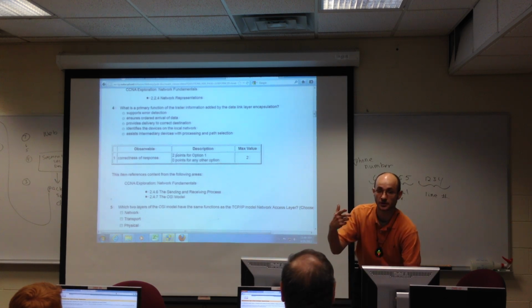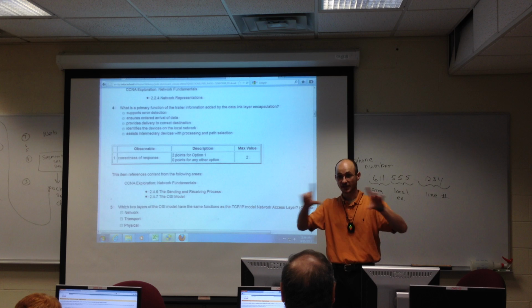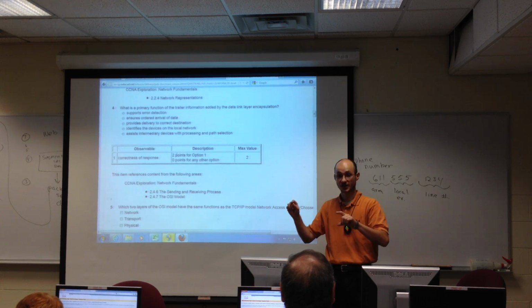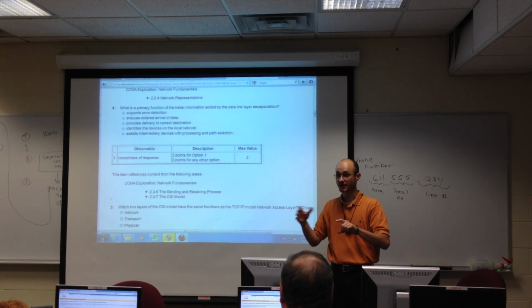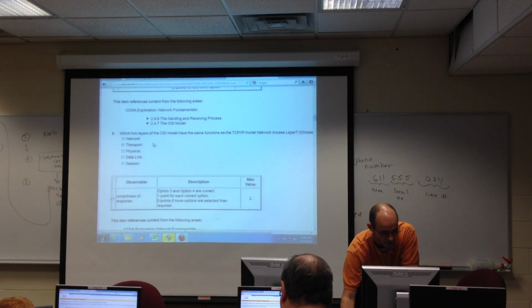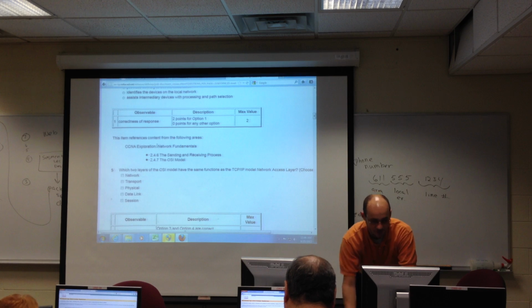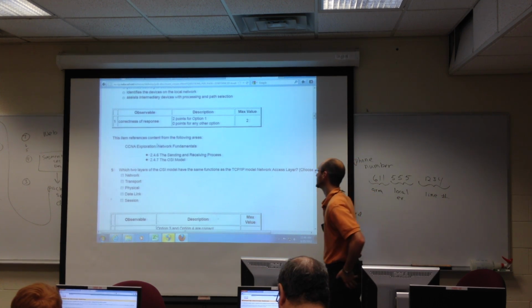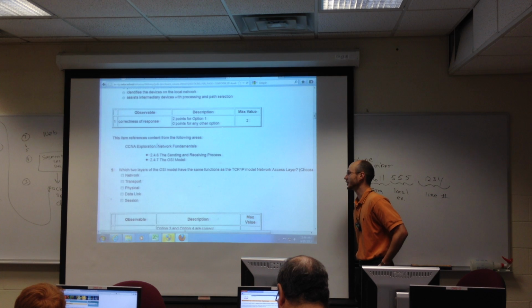That's the router, that's going to be layer 3. Remember I said the router would de-encapsulate, get to layer 3, look at the IP destination address, find the network address, and select the path. You'll see that definitely in Chapter 5 next week. Which two layers of the OSI model have the same function as the TCP/IP model's network access layer? You gotta choose two.